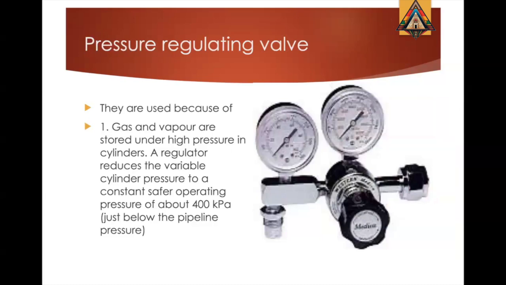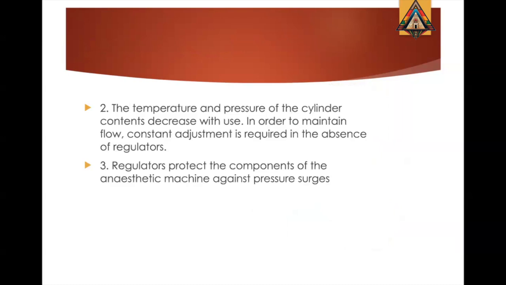After that, you have a pressure regulating valve. A pressure regulator valve is a device that converts the pressure from the high pressure that's in the cylinder or the tubing to a pressure that is compatible with the anesthesia machine. They are used because the gas and vapor are stored under very high pressure in the cylinder. A regulator reduces the variable central pressure to a constant, safer operating pressure of about 400 kilopascal or 4 bar, which is just below the pipeline pressure.